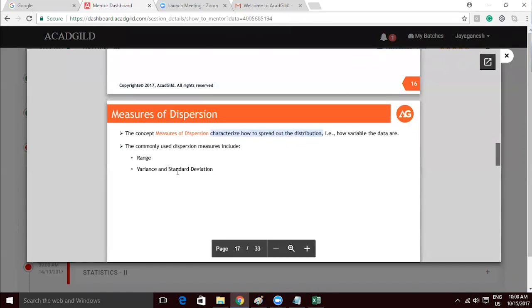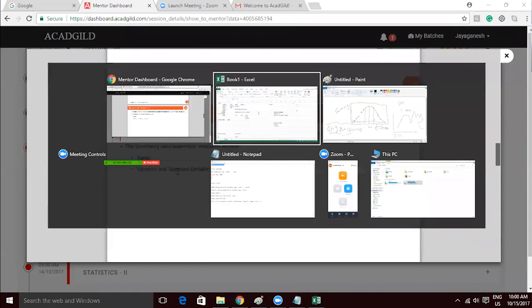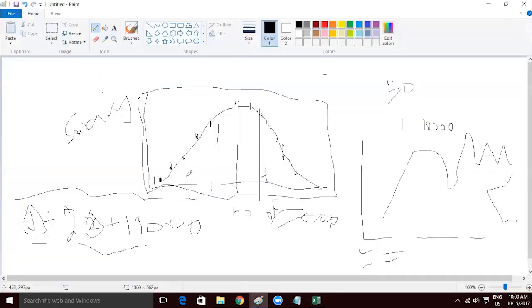Basically, what they're trying to say is, take this example: how is this distributed? That's basically the measure of dispersion. What is the lowest value and what is the highest value? When you find the difference between the lowest value and the highest value, that is nothing but the range.